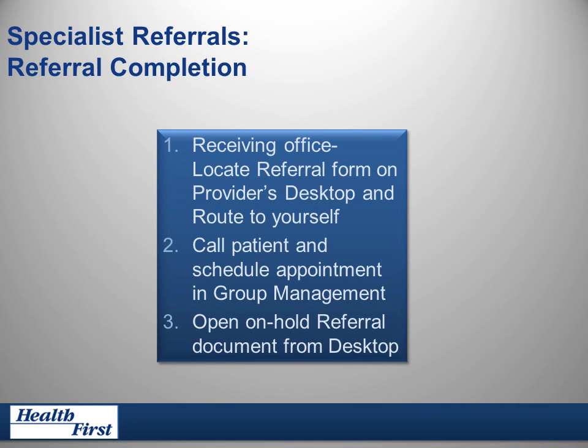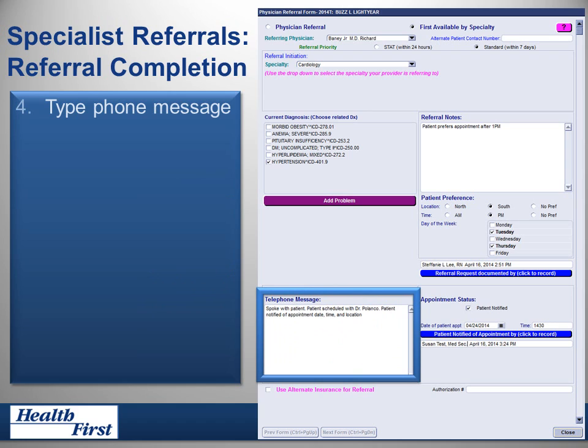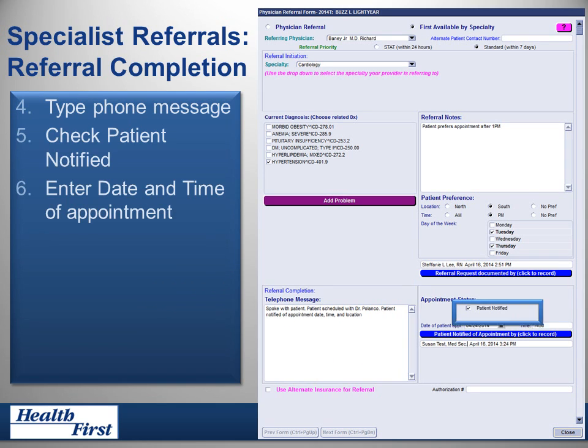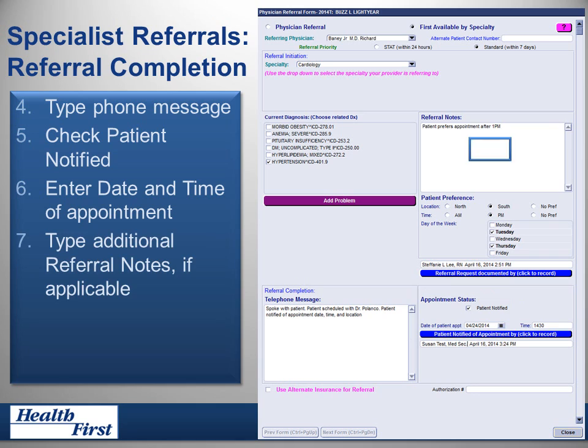To complete the referrals process, in the receiving specialty office, you will locate the referral form on the provider's desktop and route it to yourself. Call the patient and schedule their appointment in group management. Then open the on-hold referral document in the EMR. Type a note regarding your telephone conversation or message left. Check the Patient Notified box and enter the date and time of the scheduled appointment.